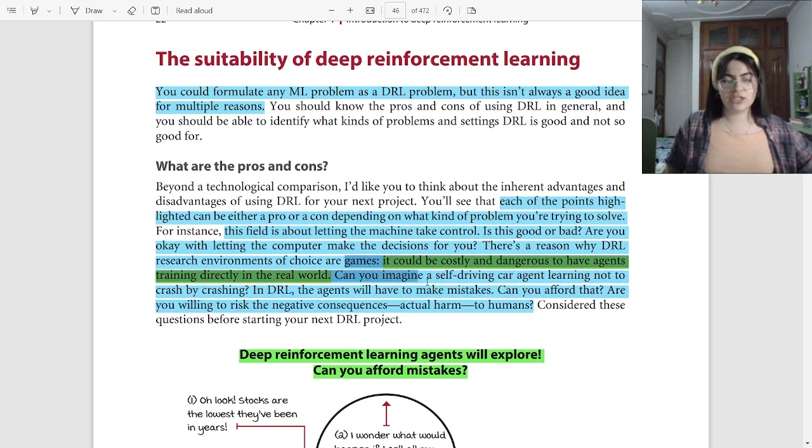It also asks: can you imagine a self-driving car agent learning not to crash by crashing? In DRL, the agents will have to make mistakes. Can you afford that? And are you willing to risk the negative consequences, actual harm to humans? Consider these questions before starting your next DRL project.